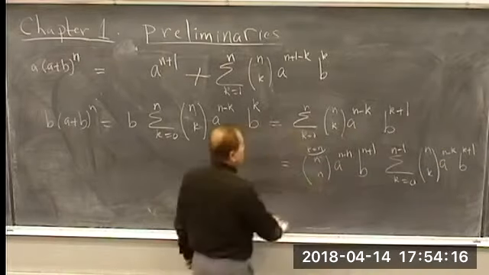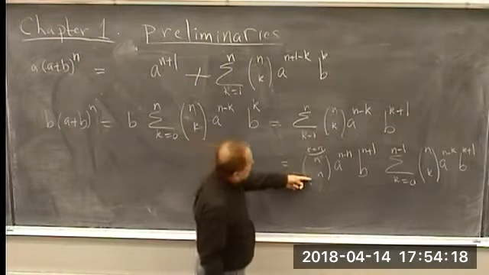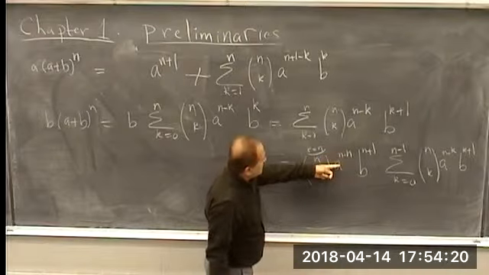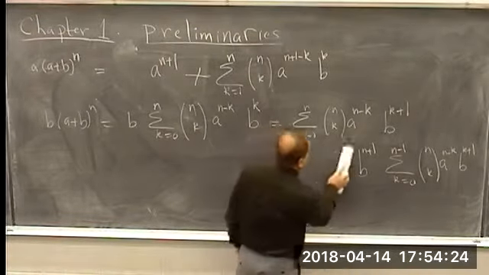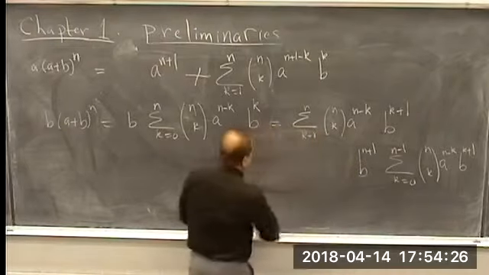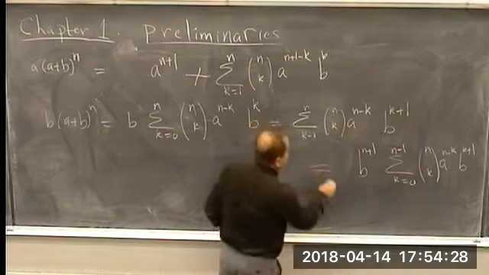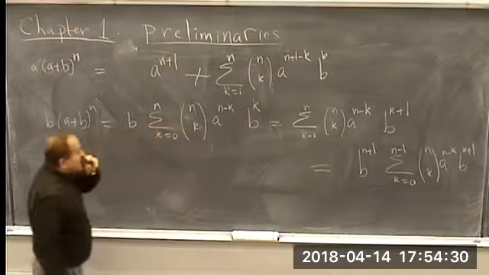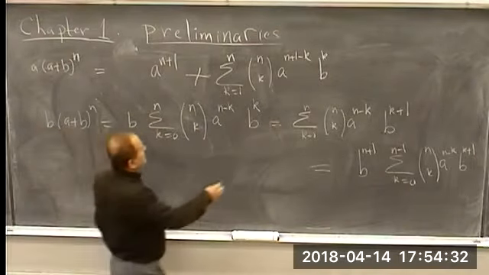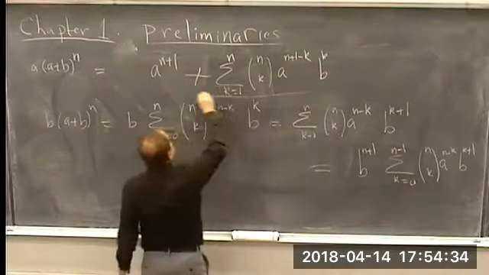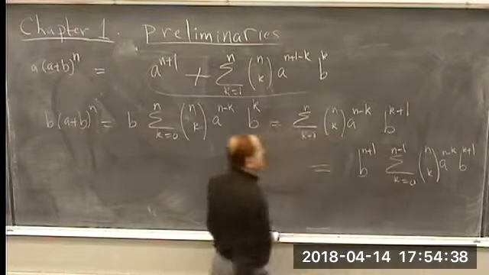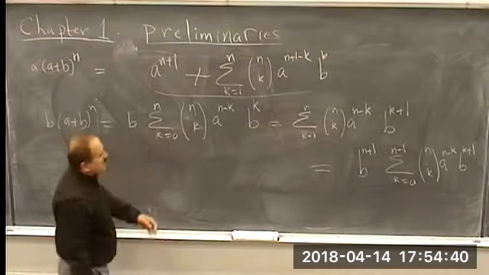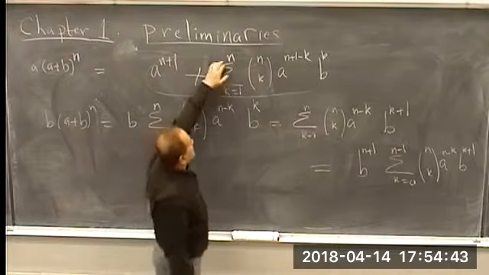Well, when I simplify this, the binomial n n is going to give me 1. The a to the n minus n is equal to 1. So we end up with just b to the n plus 1. Well, unfortunately, I cannot combine this summation with this summation, because they don't start and end at the same index.